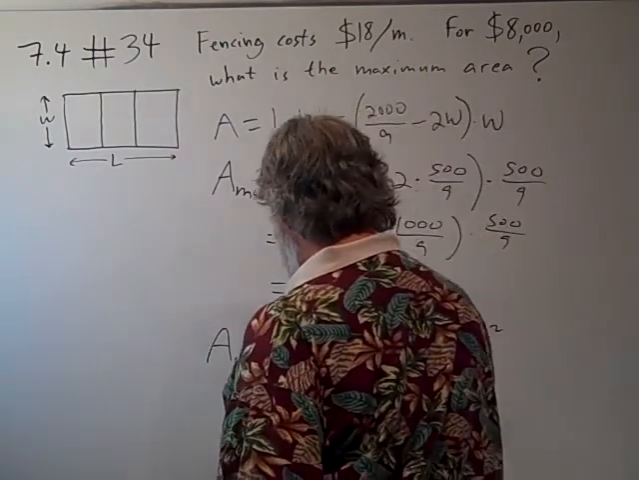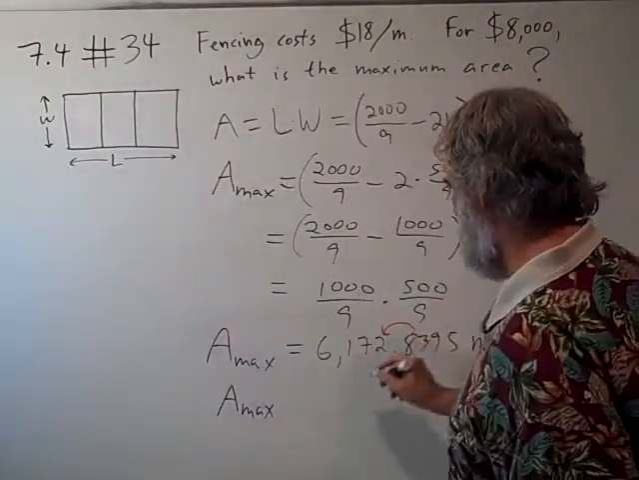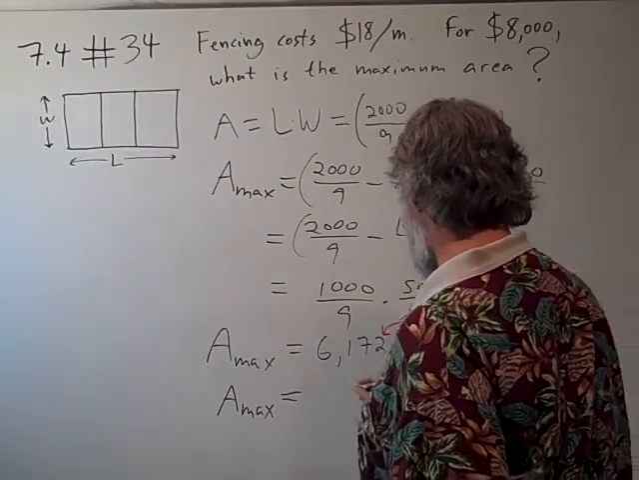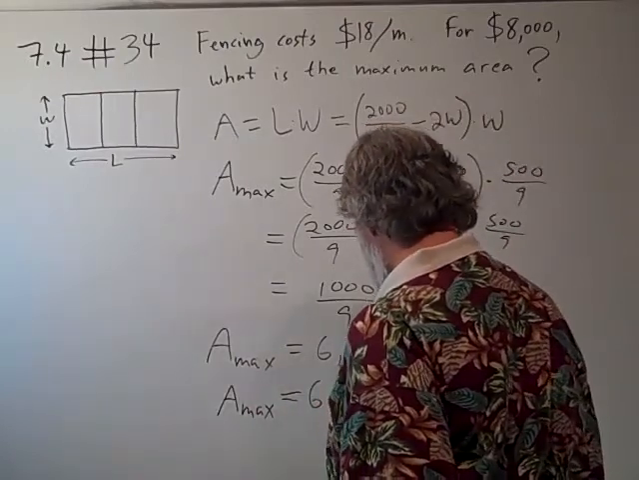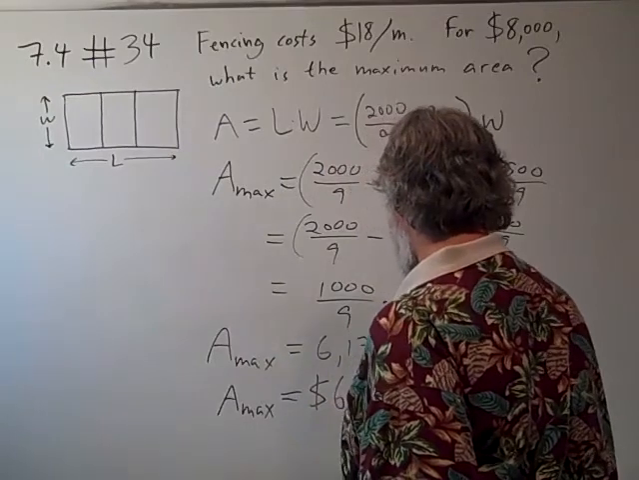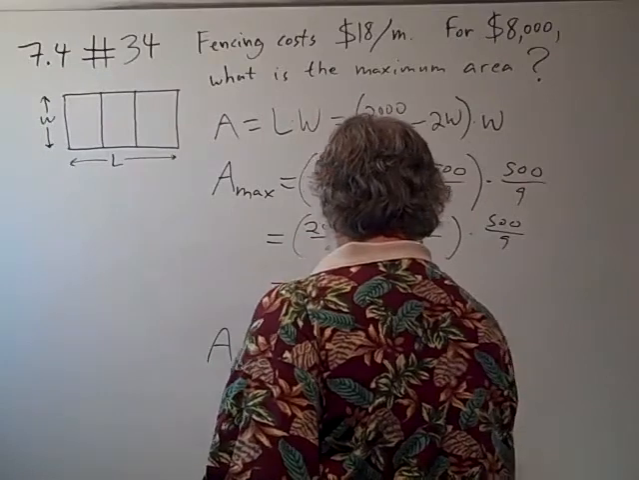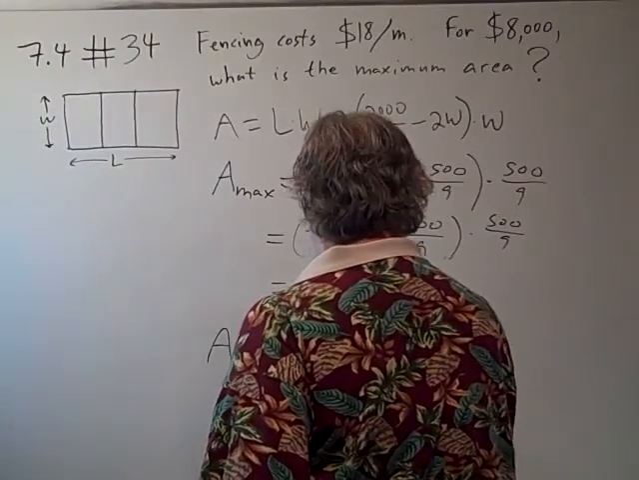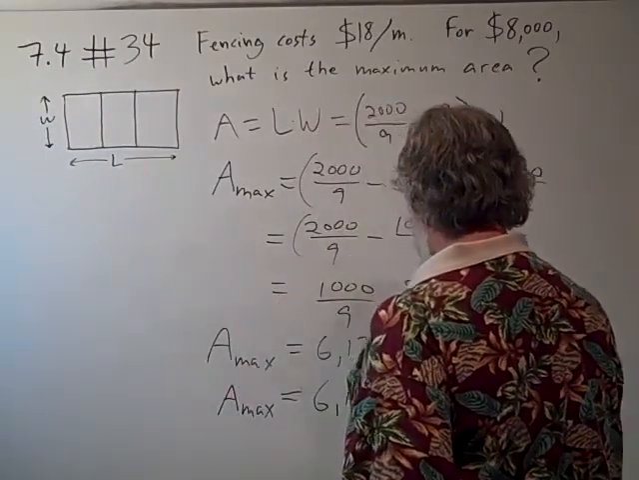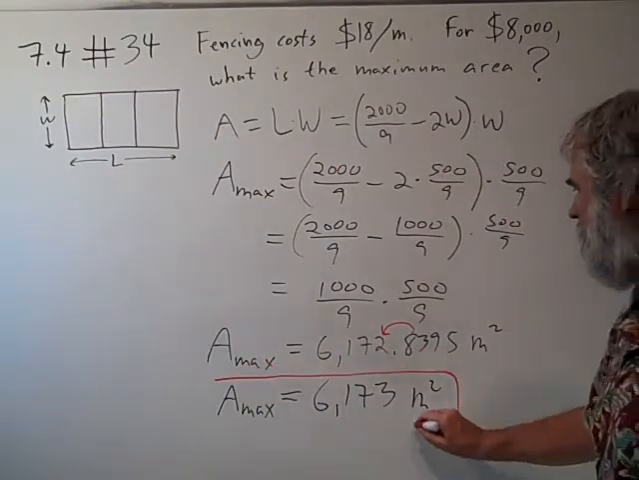So our maximum area for a budget of $8,000 is going to be 6,173. Whoops. 6,173 square meters. That's the maximum possible area.